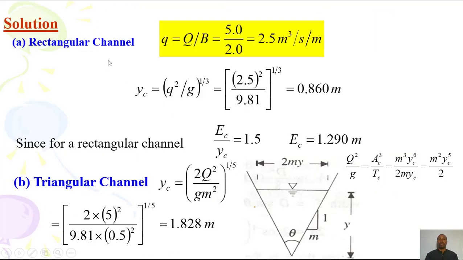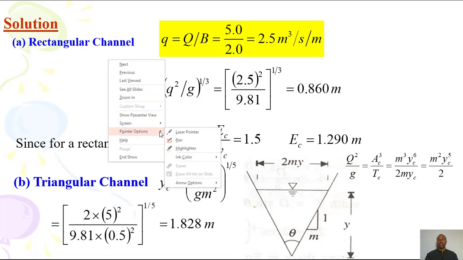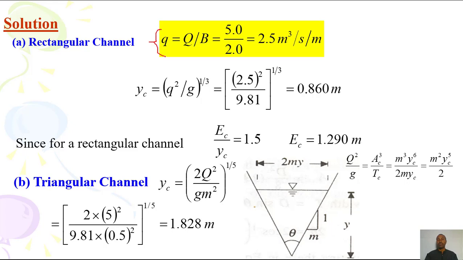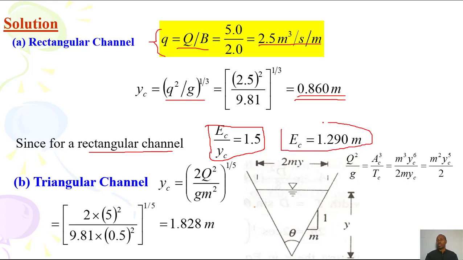Let us see the first example, the rectangular channel. You have specific discharge. Specific discharge is found from this equation, Q over B, which is 5 over 2, 2.5 meter cube per second. Then YC will be Q square over G, the whole 1/3. So this is the critical depth of a rectangular channel with a discharge of 5 meter cube per second and bottom dimension 2 meter. For a rectangular channel, the ratio of YC to the specific energy is 2 over 3, or EC is 3 over 2 of YC. So EC will be this one. This is the critical specific energy, 1.29 meter.